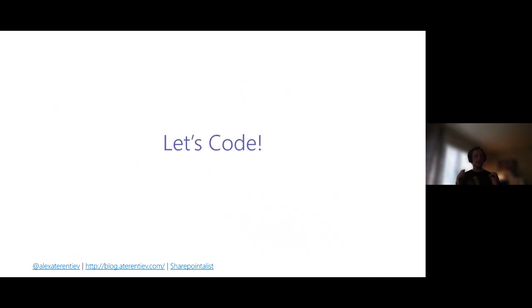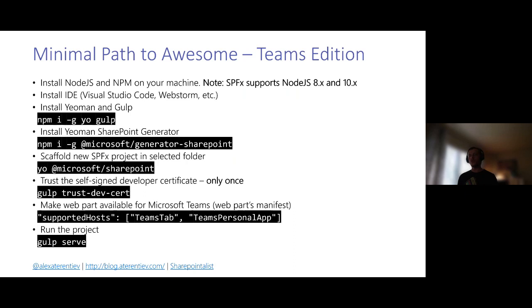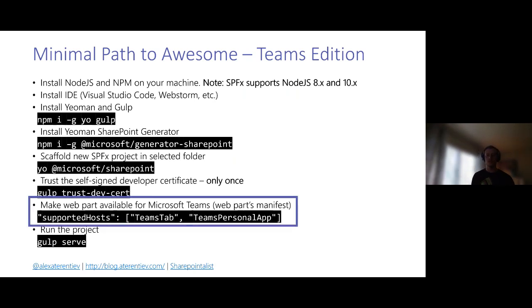So that was the only slide that I have in this section because it's more interesting to code instead of talking about stuff. And before we switch to Visual Studio Code, I want to demonstrate the minimal path to awesome Teams edition. The only difference from a standard SharePoint framework solution is that you need to make your web part available for Microsoft Teams. For that purpose, you need to go to the web part manifest, and for the supported hosts property, add TeamsTab if you want your SharePoint framework web part to be available as a Teams tab, or TeamsPersonalApp if you want it to be available as a personal app.